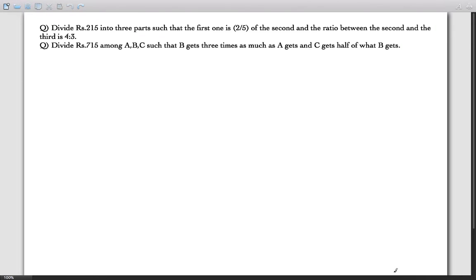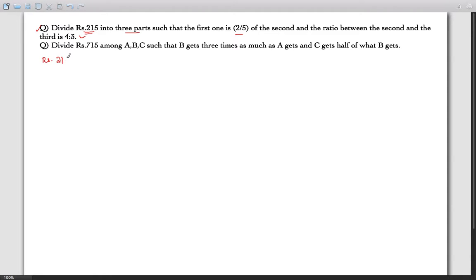Hello all. In this video I would like to discuss a few more examples on ratios. Now let us look at the first problem here. As per this problem, we are asked to divide 215 rupees into three parts such that the first one is 2/5 of the second and the ratio between the second and the third is 4:3. Now what is the amount here?